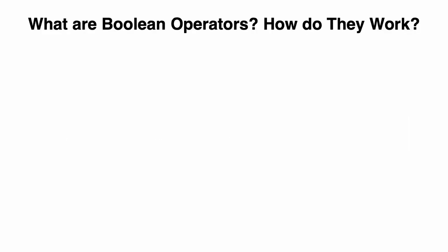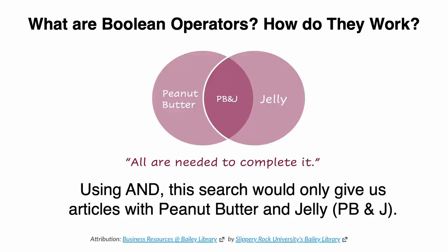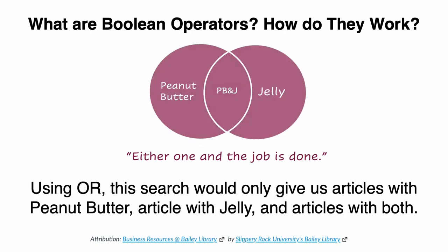Boolean operators link keywords together to either narrow or broaden your set of results. The two most common basic operators are and or. Using and to connect keywords in a search statement tells the database you only want to see articles that contain all of those keywords. Think all are needed to complete it. Using or to connect keywords in a search statement tells the database you want to see any articles that have either of those keywords. Think either one and the job is done.